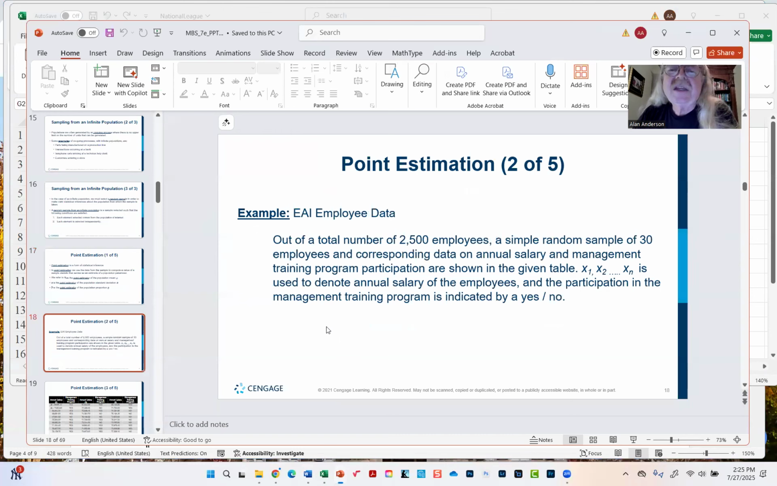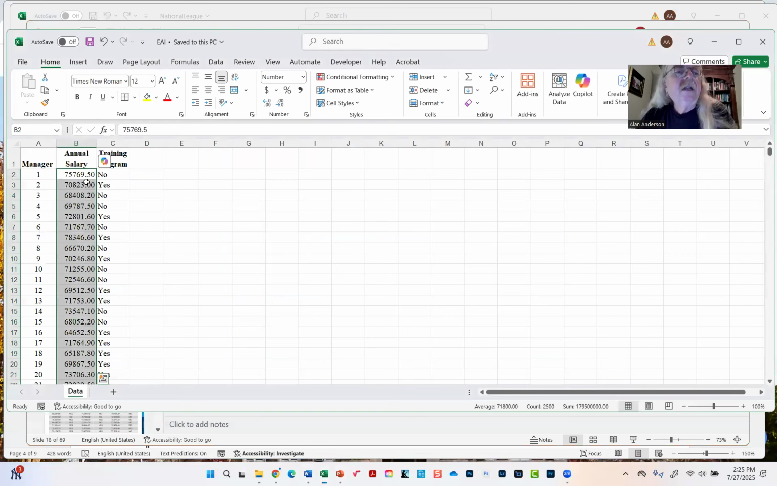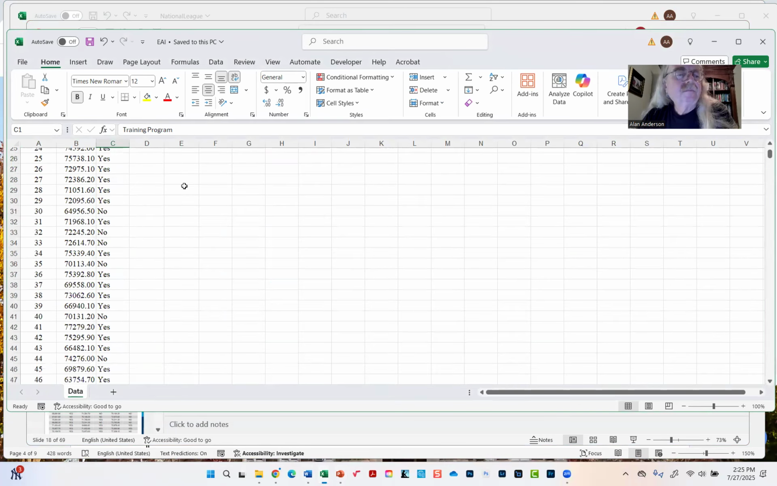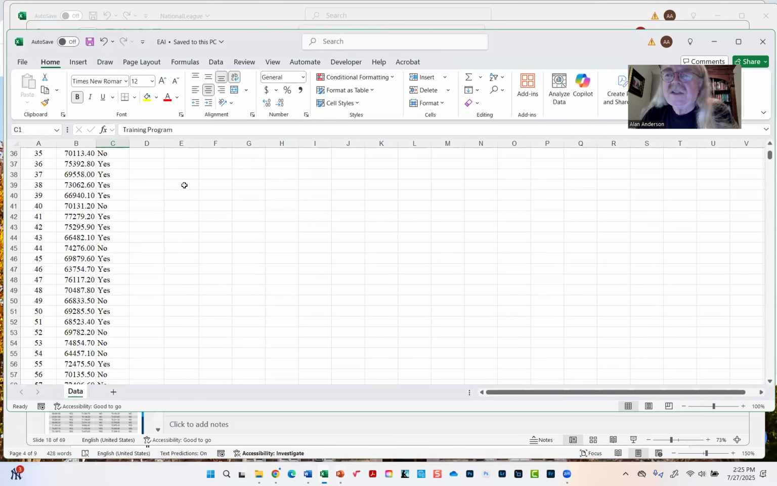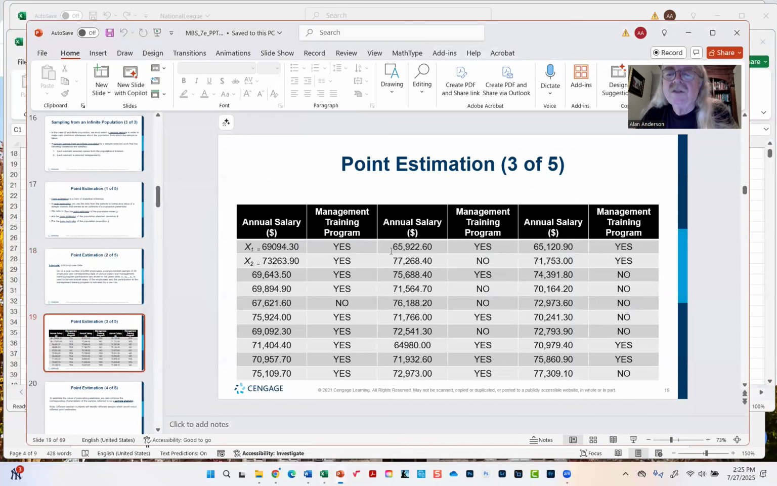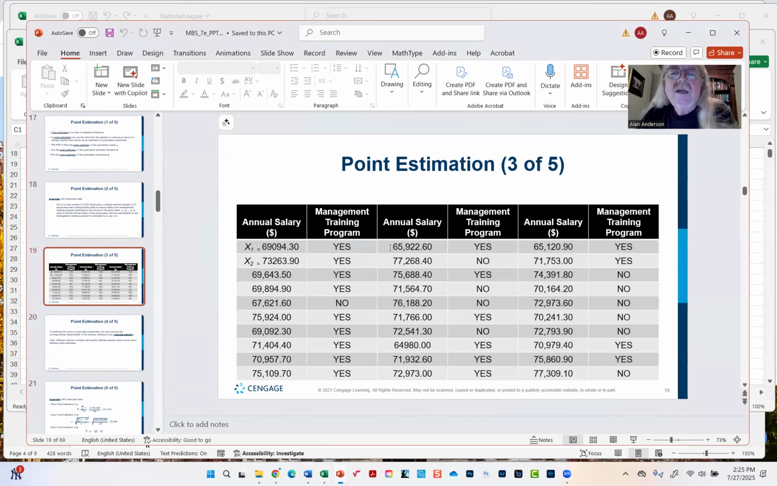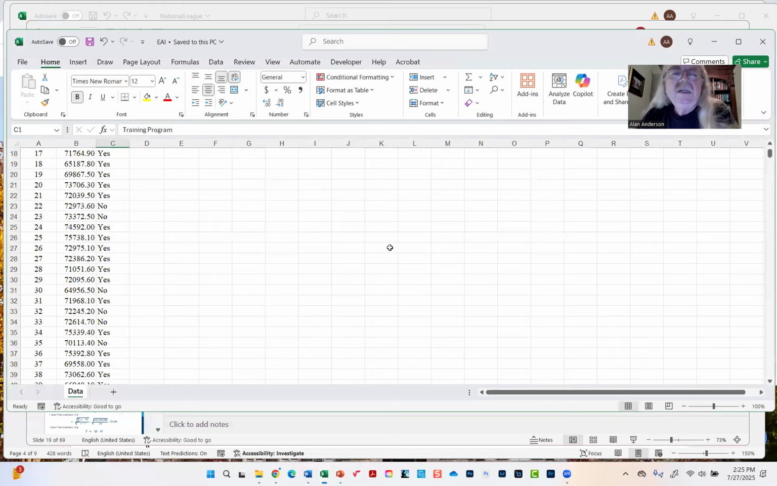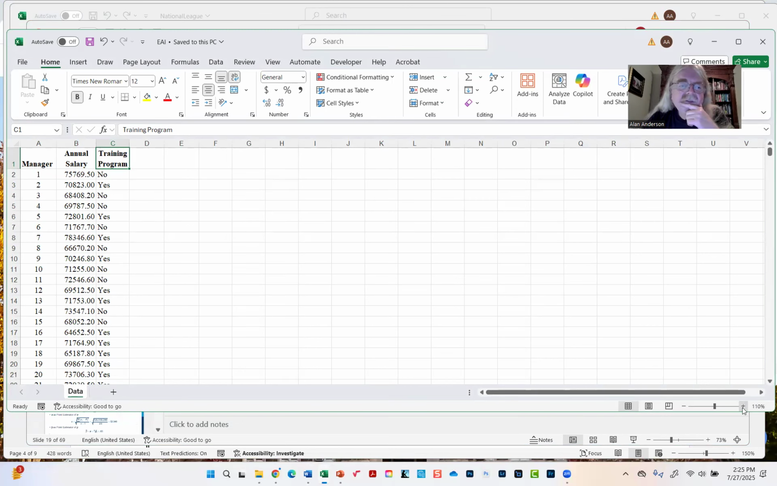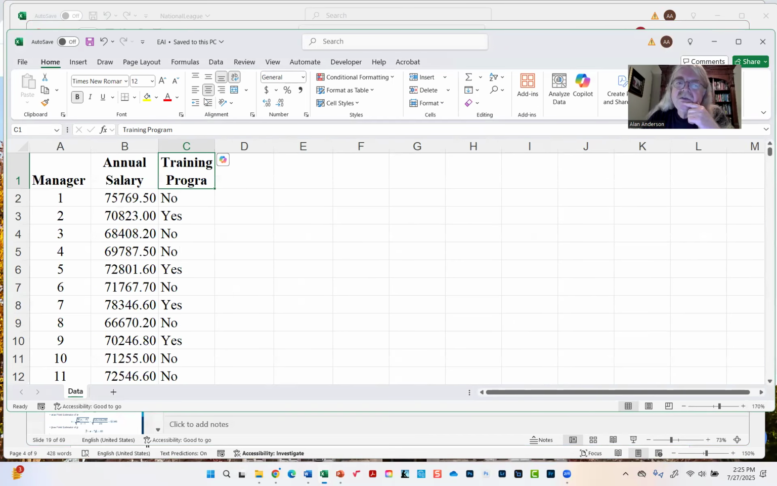All right, anyway, so here we go. So we've got employee data from this EAI company. We've got 2,500 employees, a single random sample of 30 is chosen. And it's going to show us, here's our spreadsheet for EAI. There's two variables here. Oh, by the way, the actual data set has more data than, see here, they can only fit so much onto this slide. So that's why they're telling us what happened with 30. We're going to get different numbers. And so annual salary, which is of course a numerical value, and training program, yes or no. Did they receive the management training program or did they not?